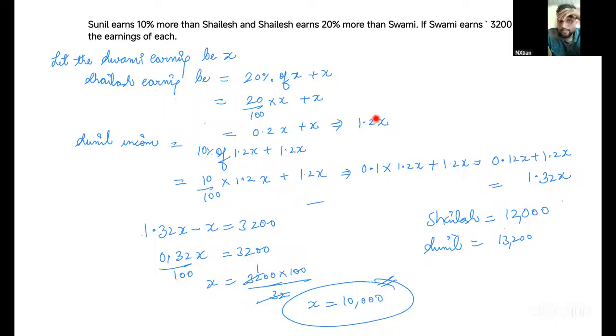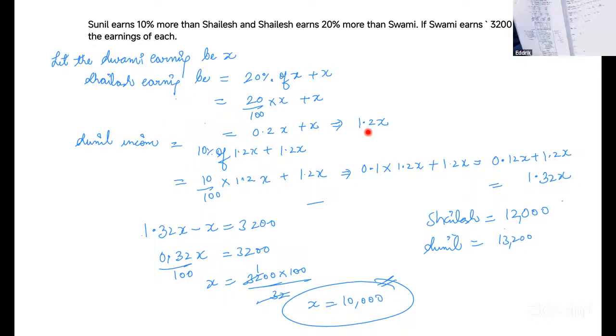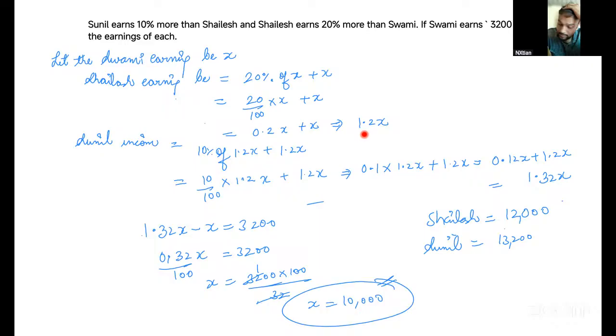Understood guys? Did you understand? Abigail, Cedric, Bethia, Simeon, did you understand? Yes? I wrote a different method. Okay, first let me complete, then you will say, okay? So 1.2X is the income of Shailesh.